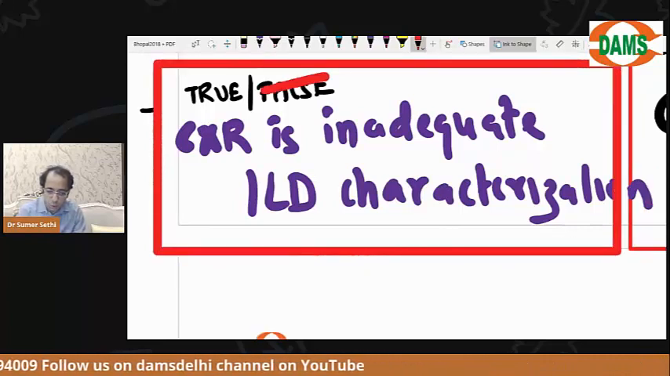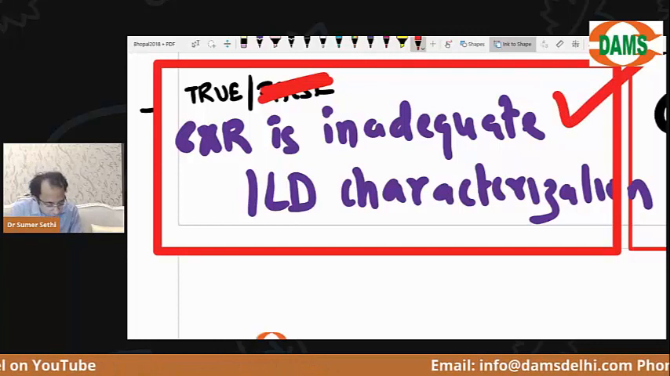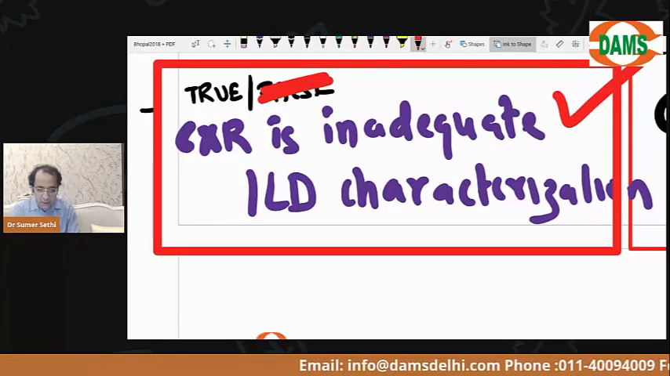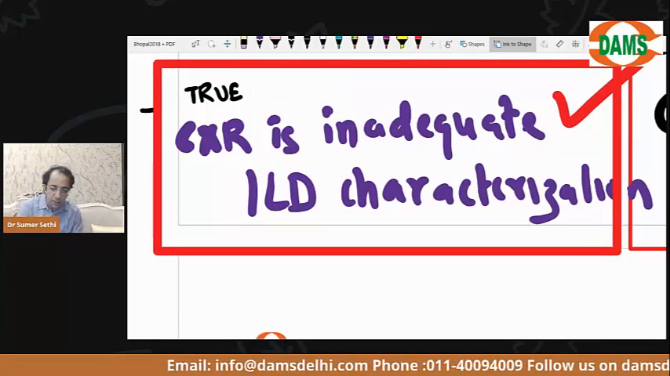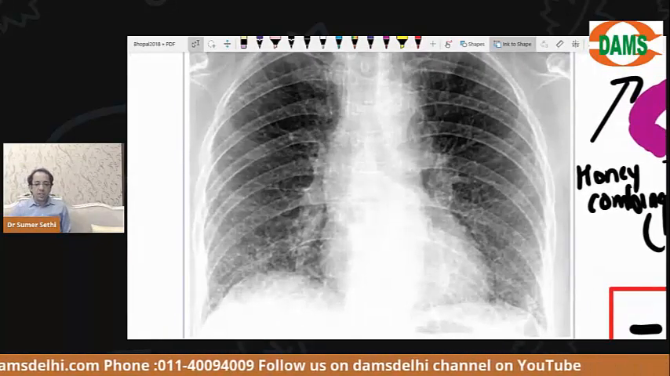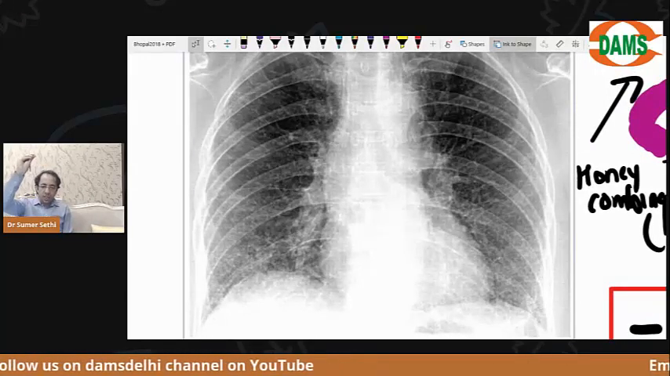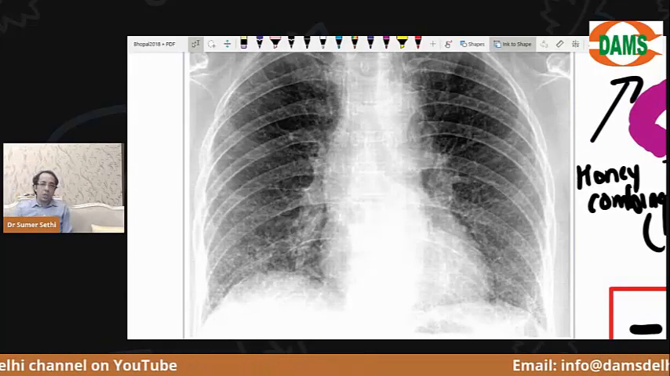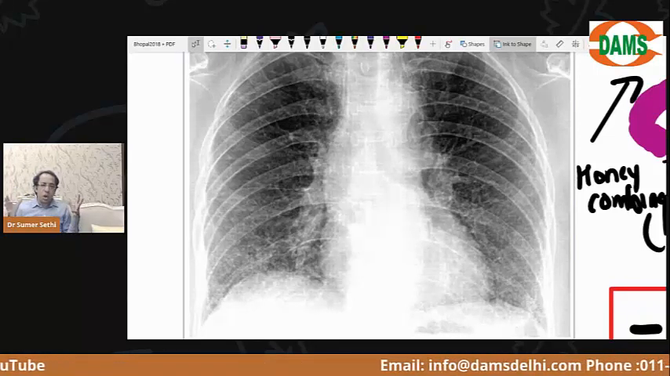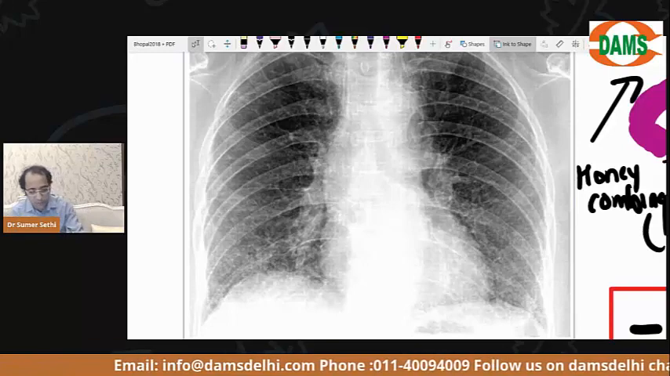The answer is true. That is correct. Chest X-ray is not enough to characterize interstitial lung disease. It cannot tell properly. Now children, look. All we could say on the previous X-ray is that there is some interstitial lung disease. There is some kind of reticular opacities, but I cannot tell you how much. Is it honeycombing? Is it not? I cannot tell.